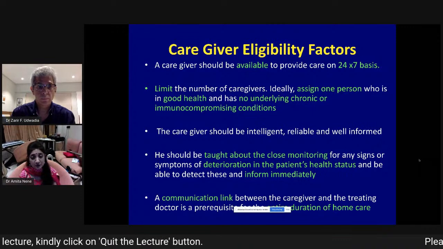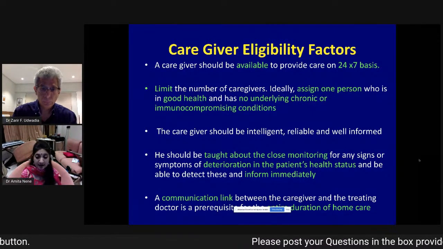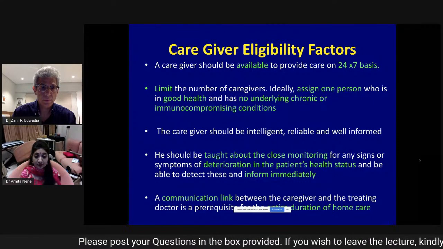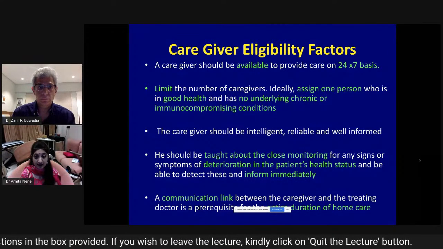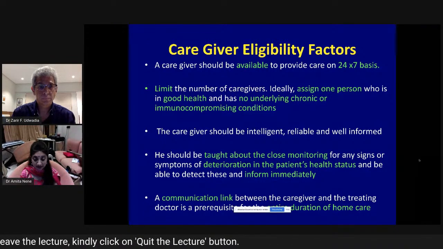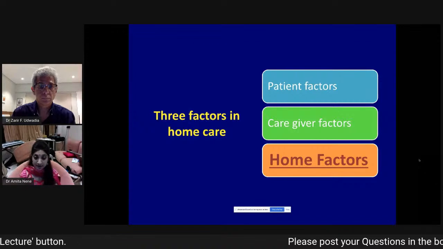He should be taught about the close monitoring for any signs or symptoms of deterioration of the patient's health, and he should be able to detect these symptoms and should be able to inform us immediately. And a communication link between the caregiver and the treating doctor is a prerequisite for the entire duration of the home care. Home factors are also very important.